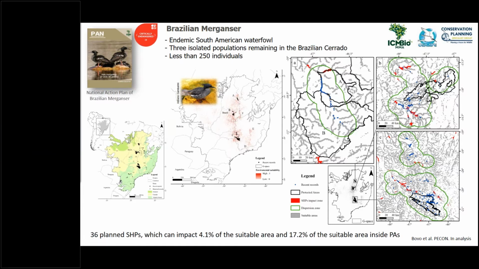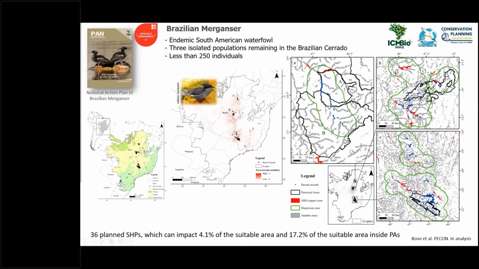So we ran the model, and the SDM just confirmed the fragmentation level of the suitable area for the species. It also indicated some new small areas for searching for the species, and this model has been used by the species experts in the field. We don't have any good news for now, but we hope so in the near future.